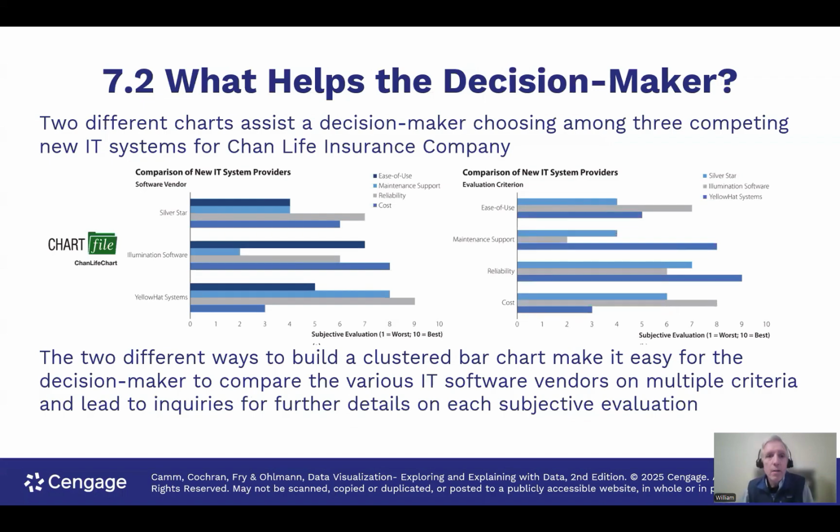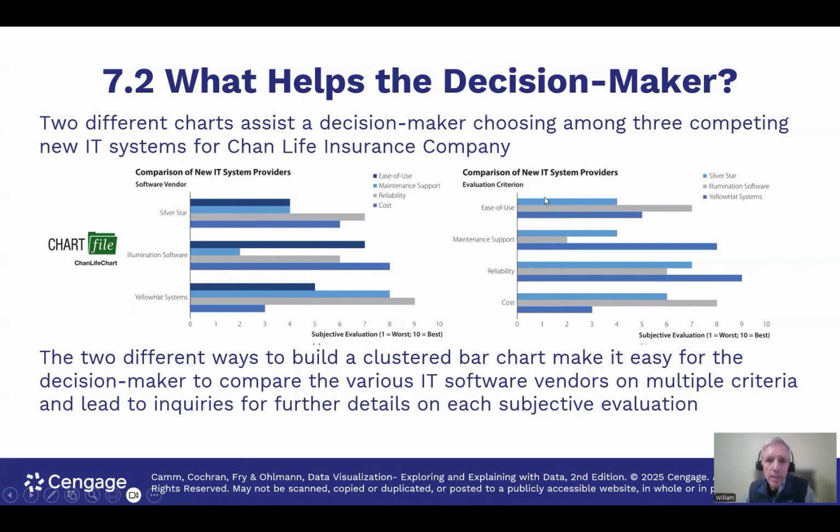Now, one thing that can help a decision maker is to give different charts for a different decision. And this is a pretty interesting thing you can do really simply in Excel. I want to show you this. Let's say we have a high-level decision maker that's trying to decide between software vendors. We've got three potential vendors: Silver Star, Illumination Software, and Yellow Hat Systems. And we've rated them on ease of use, maintenance, support, reliability, and cost. So we've done a deep dive evaluation of each of these vendors, and they have different ratings on each of those. That's one way of looking at the data.